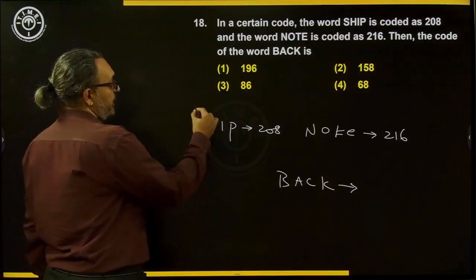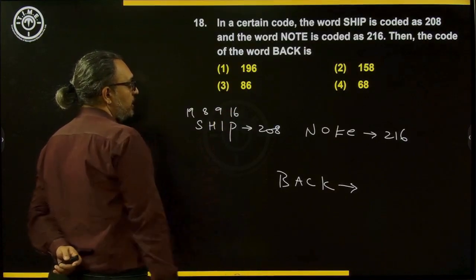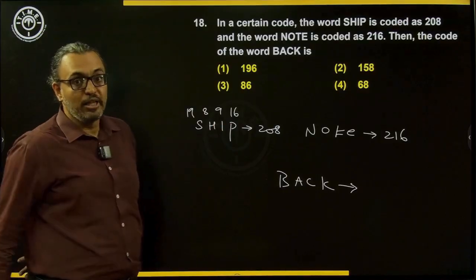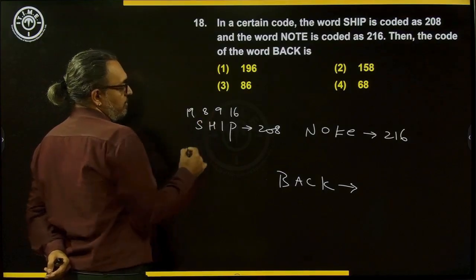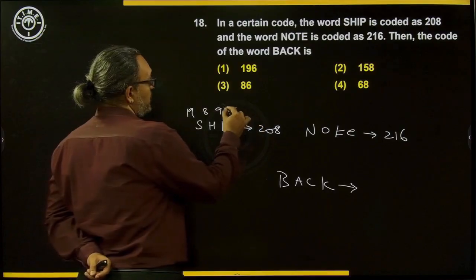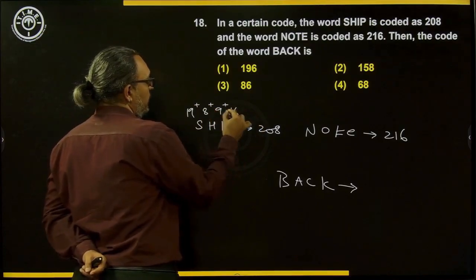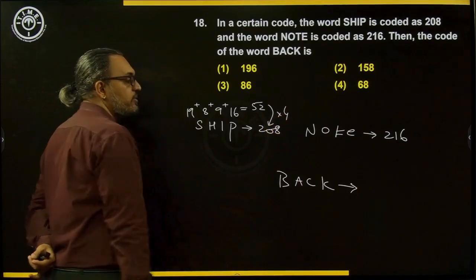Okay, so let's take the place values 19, 8, 9, 16. Obviously, it is not direct multiplication. So let's add. 19 plus 8 is 27. 27 plus 9 is 36. 36 plus 16 you get 52. And from here to here, can I say it is into 4 times?